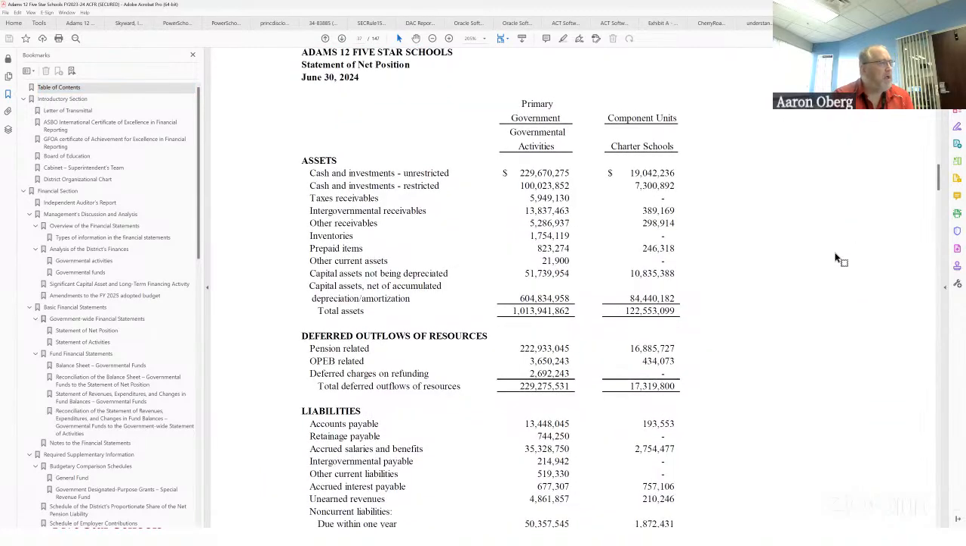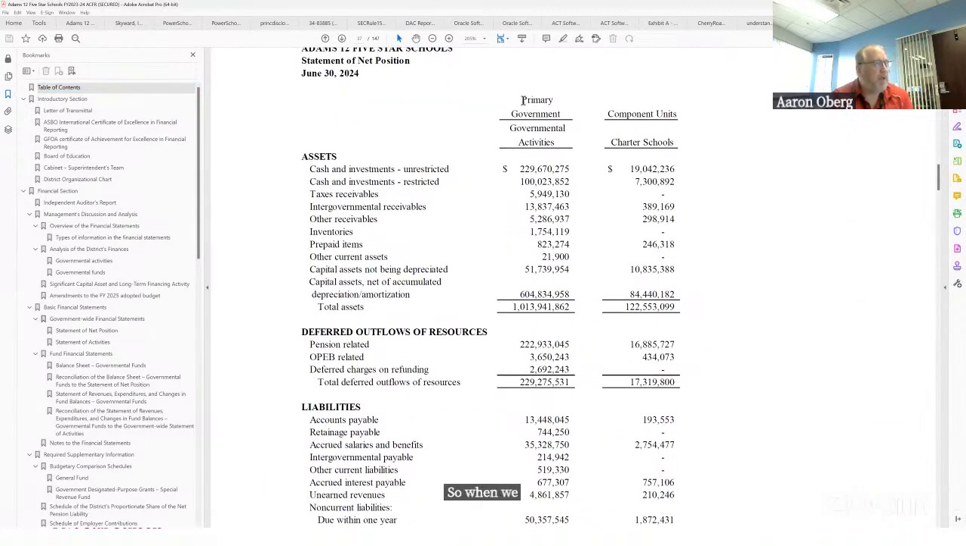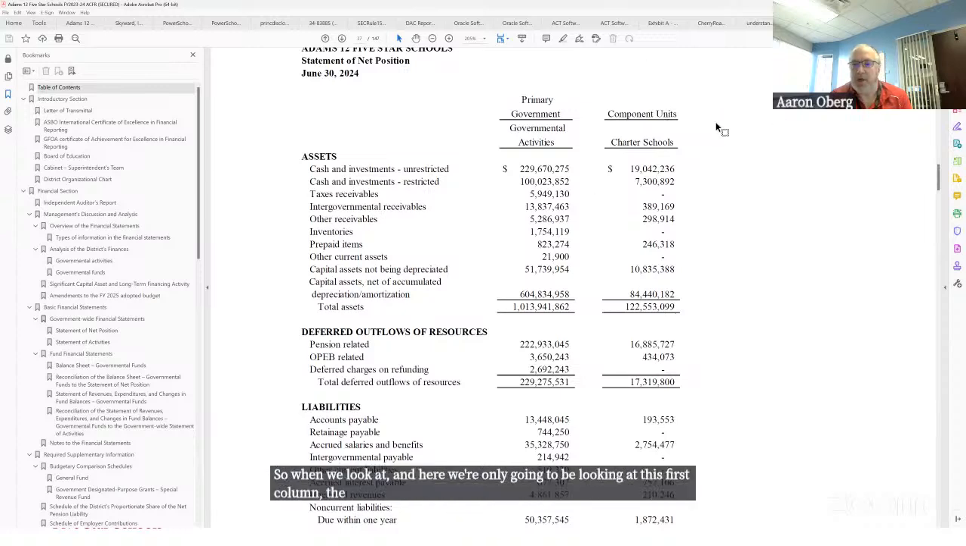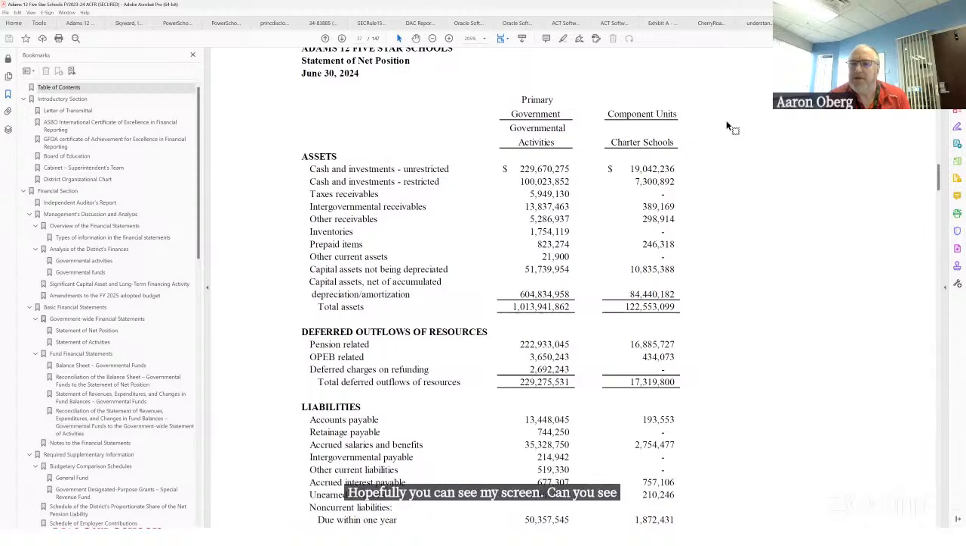So here we're only going to be looking at this first column; the component units would then be the charter schools. Hopefully you can see my screen. Can you see my screen? Can you see the financial statements? Yes, Aaron.